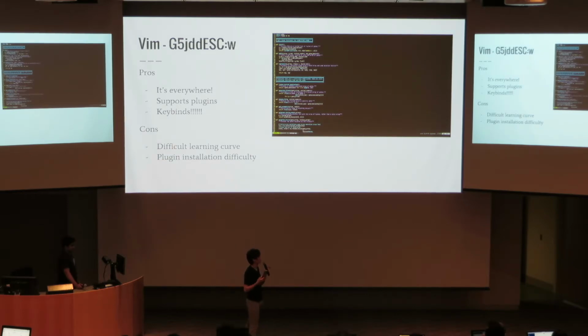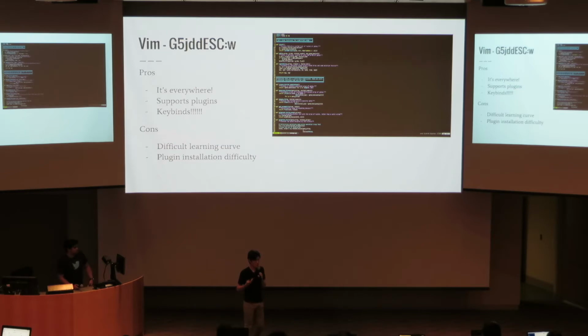What I mean by keybinds is essentially keystrokes that will allow you to do something. For example, you see that ugly piece of text next to Vim, G5JDD escape :W. What that does is it goes to the beginning of the document, scrolls 5 down, deletes that line, and saves the file. You wouldn't know this unless you use Vim. Hence, it has a very difficult learning curve. It's kind of difficult to get used to, especially if you've been using your mouse your entire life, which was me.